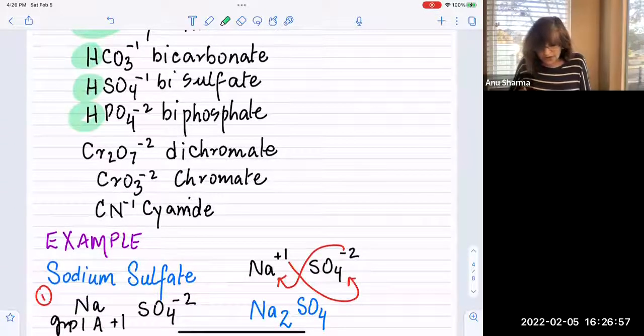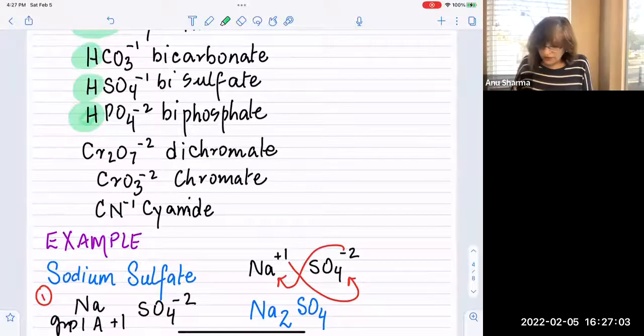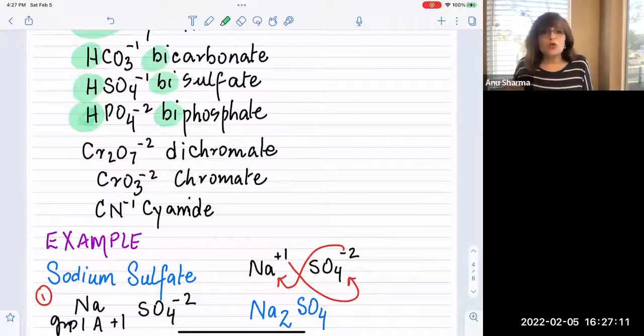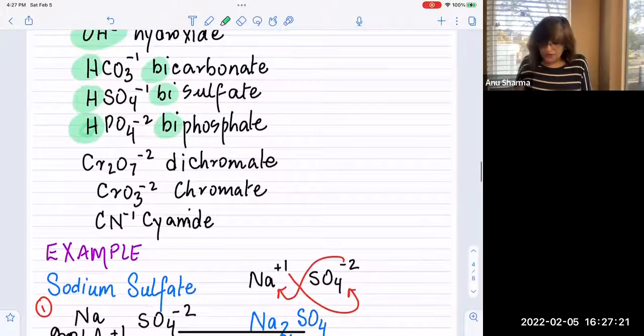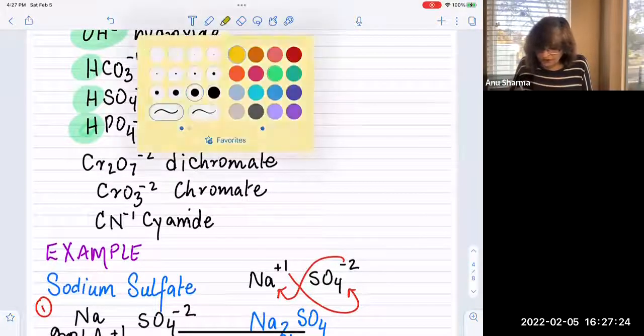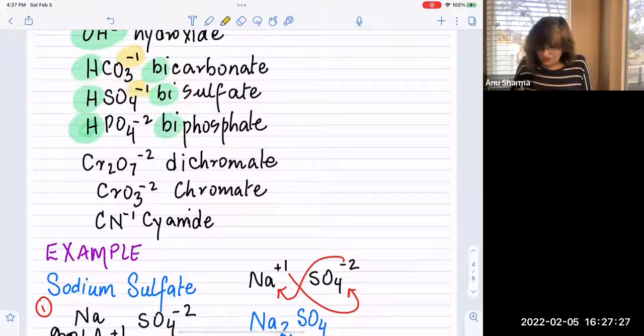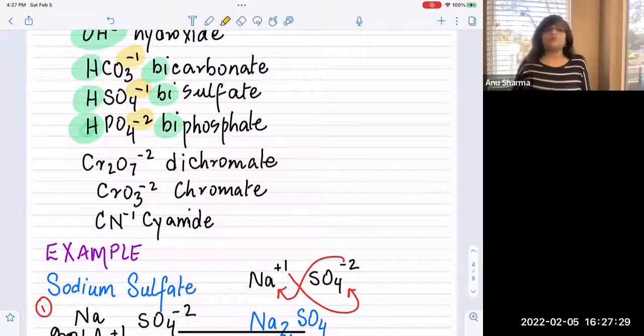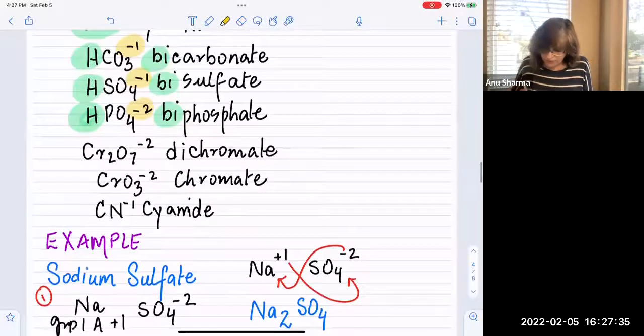Bicarbonate, or hydrogen carbonate, or hydrogen sulfate, or hydrogen phosphate, will have hydrogen, right? Bi is coming from there. Bi does not mean 2. Bi just means hydrogen is present, and if it is attached to carbonate, it becomes bicarbonate. If it is attached to sulfate, it becomes bisulfate. If it is attached to phosphate, it's biphosphate. And then the charges are also different here. So keep that in mind, because hydrogen is like H plus, so it neutralizes 1 negative charge.